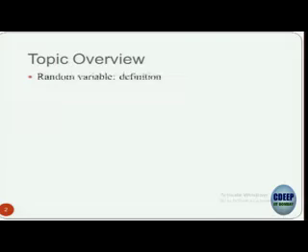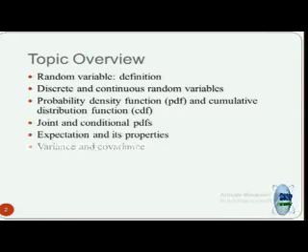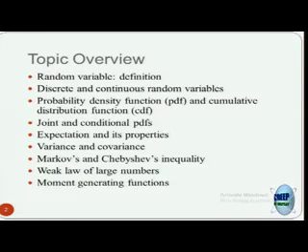Alright, so we began a new chapter last time, and the chapter was on random variables. So we looked at discrete and continuous random variables and we defined a lot of concepts such as the probability density function, the cumulative distribution function, and then we looked at the expectation and its properties, we looked at variance and covariance. And we stopped at somewhere around Markov and Chebyshev's inequality.